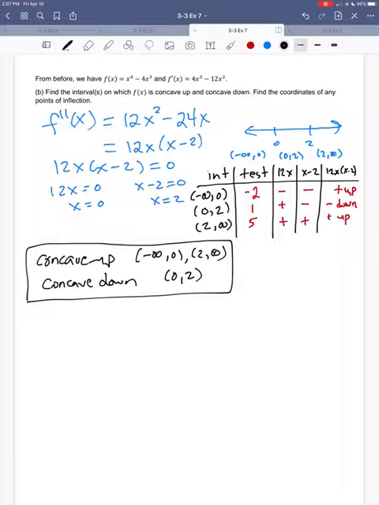Then I'm supposed to find the coordinates of any points of inflection. Points of inflection are where the concavity changes.